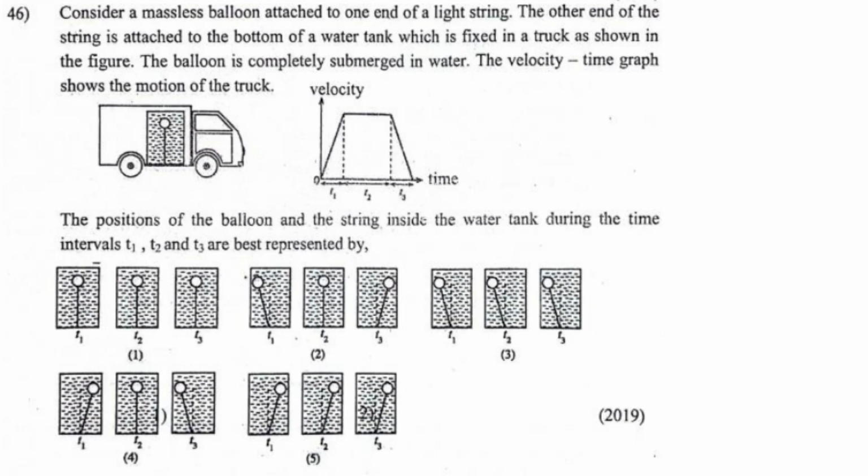Then 46. Consider a massless balloon attached to one end of a light string. The other end is attached to the bottom of a water tank, which is fixed as shown in the figure. The balloon is completely submerged in water. The velocity time graph shows the motion of the truck. The position of the balloon and string inside the water tank during the time intervals T1, T2 and T3 are best represented by.